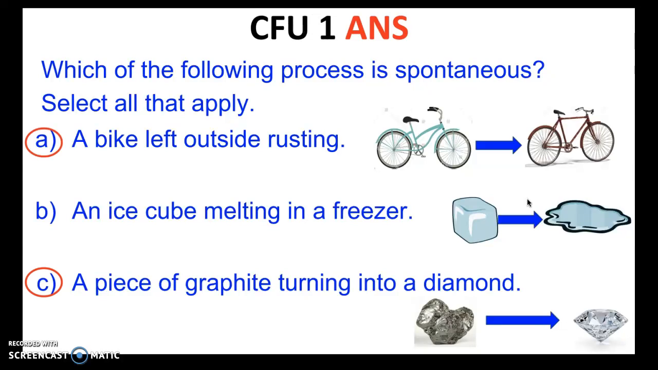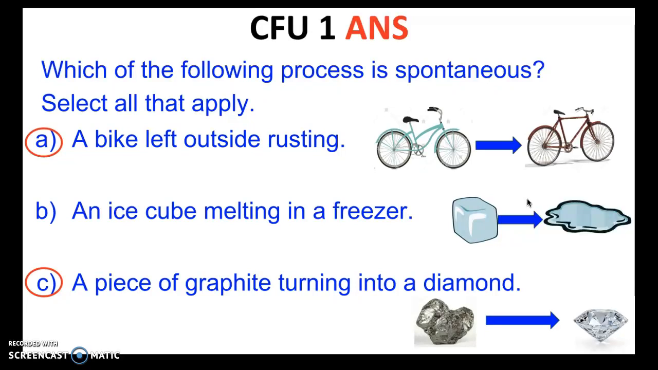Great. So a spontaneous process is one that happens on its own, and you can leave a bike outside and it will rust on its own. You don't have to do anything extra. However, if you put an ice cube in a freezer, it's not going to melt on its own. You can get it to melt by increasing the pressure on the ice cube, but it's not going to melt on its own. Finally, the last one to highlight is that a spontaneous process is not always fast.